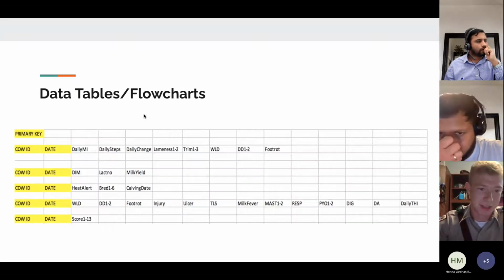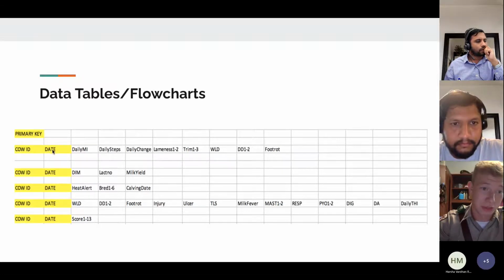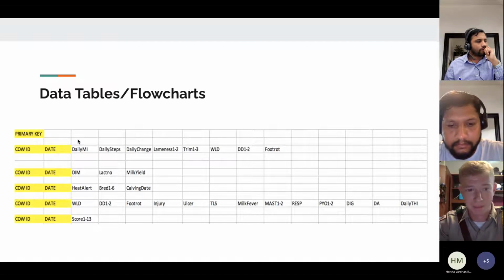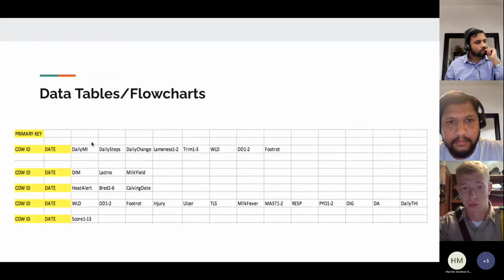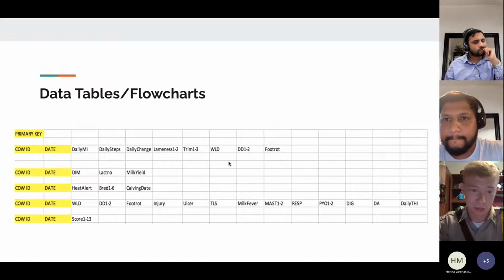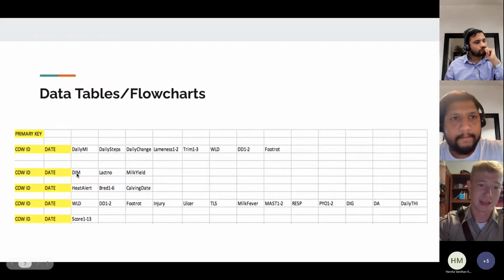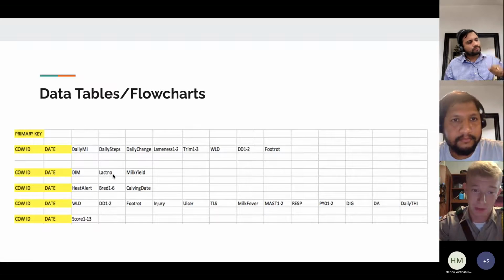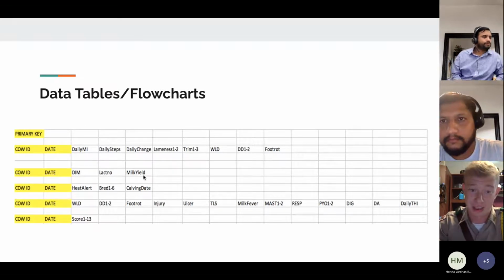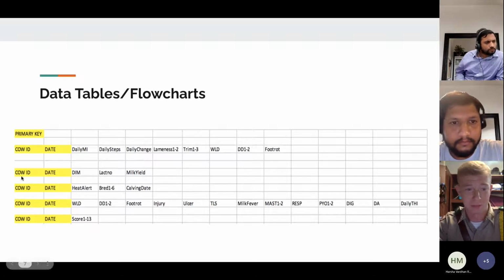So I meant to add arrows onto this, but I didn't. These two are your primary keys, your cow ID and your date associated with the measurements. But the daily MI steps, we are going to include in the same line of our database, or our same table. Daily steps, daily change, lameness, trim, all of those that relate to foot ailments and of course to movement. We also did the days of milk, lactation number or parity number, if this is our first calf, second calf, as well as milk yield on the same table. Again, using the same primary keys.